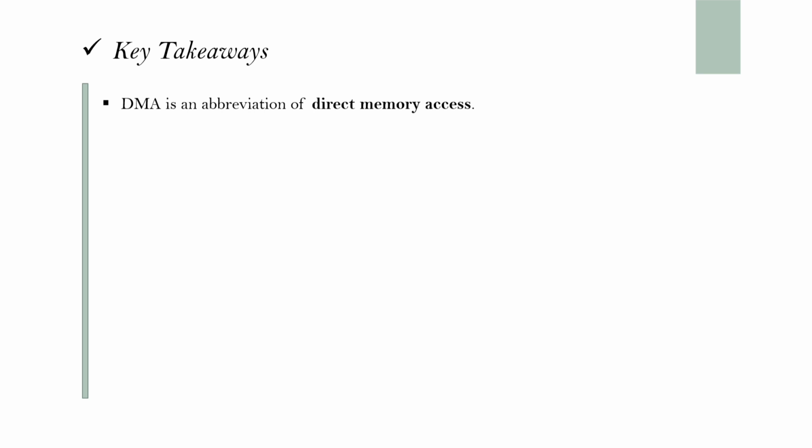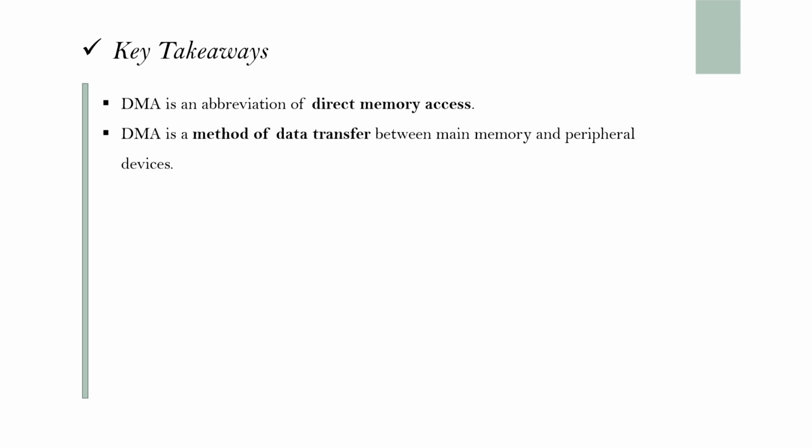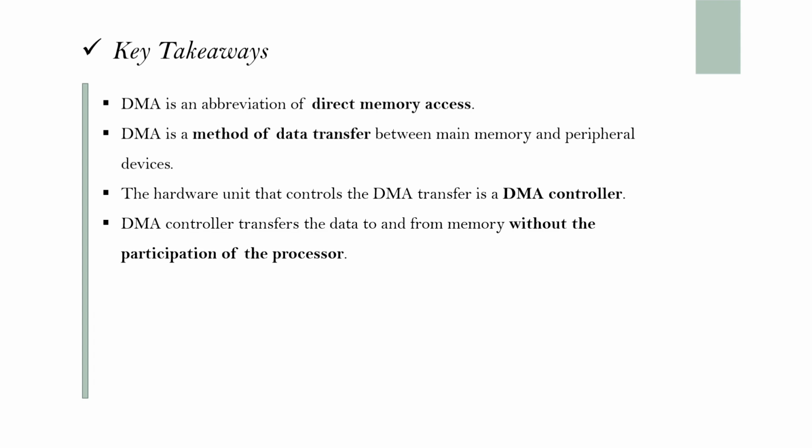So far, we have covered all the topics. To quickly recap, I would like you to remember these key points. DMA is an abbreviation of direct memory access, and it is a method of data transfer between main memory and peripheral devices. The hardware unit that controls DMA transfer is the DMAC or DMA controller. The DMA controller transfers data to and from the memory without participation of the processor.